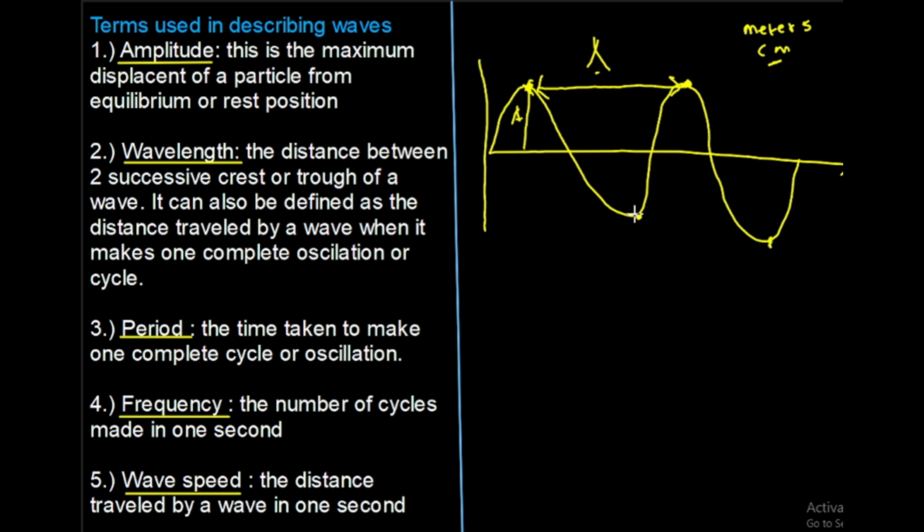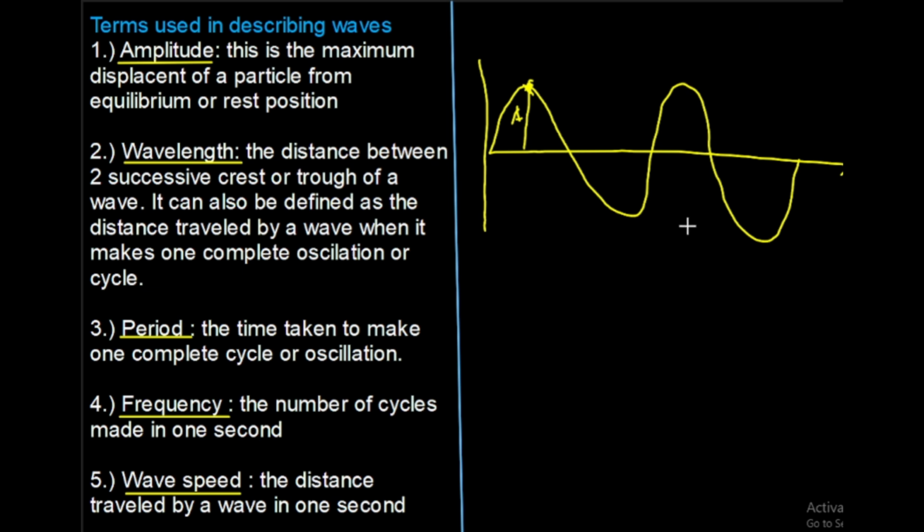This is a trough, so the distance from here to here. Don't mind my diagram is not very straight, but let's just go with it. So the distance between two successive crests or troughs of a wave is what we call wavelength. And don't forget the symbol is lambda. This is how we write lambda. It's a Greek alphabet, measured in meters or centimeters. Amplitude, on the other hand, is also measured in meters and centimeters.